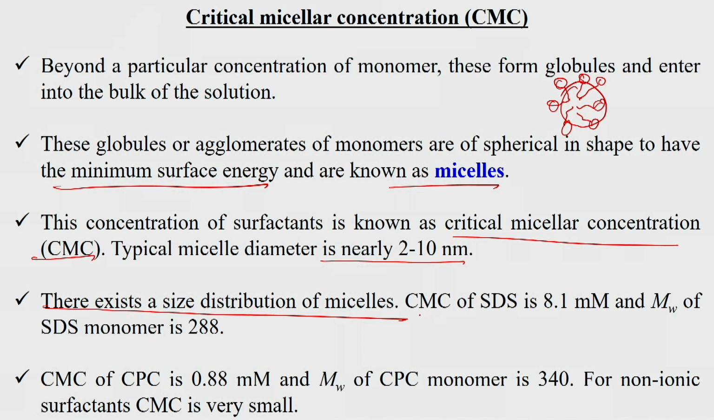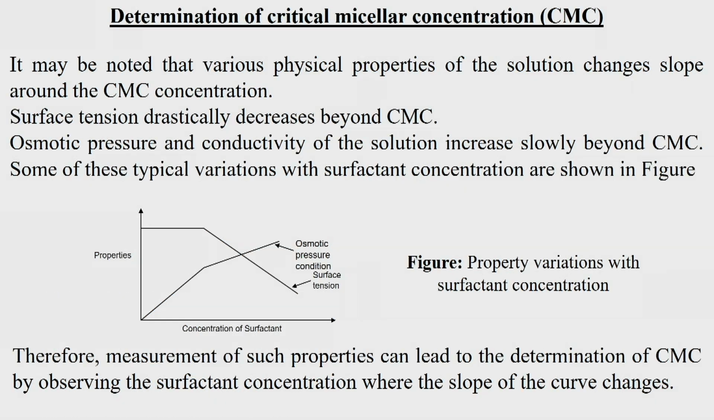Okay. The CMC of sodium dodecyl sulphate is 8.1 millimolar and the molecular weight of SDS is 288. Whereas the CMC of cetyl pyridinium chloride is 0.88 millimolar, almost 10 times lower than SDS, and the molecular weight of CPC monomer is 340. For non-ionic surfactants, the CMC is very small. Okay. Now, we need to learn how to determine the critical micellar concentration.